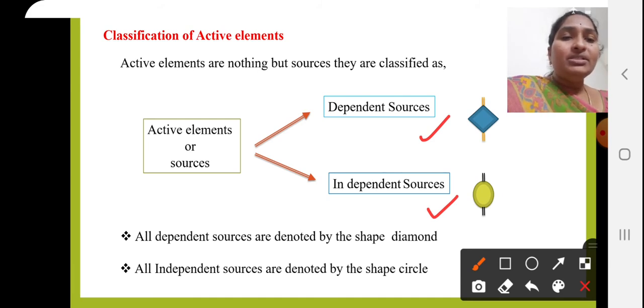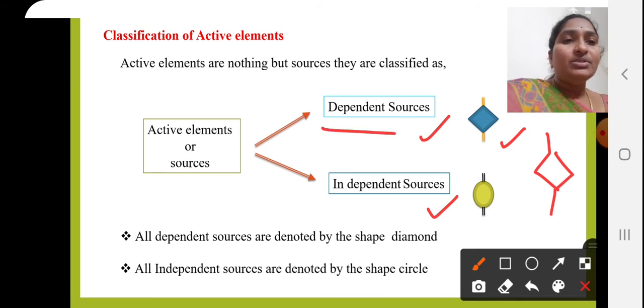Dependent sources are the sources whose magnitude depends on any other quantity like voltage or current in the same network. And usually these dependent sources are represented with the symbol diamond. So here this is the diamond symbol representation for all the dependent sources.